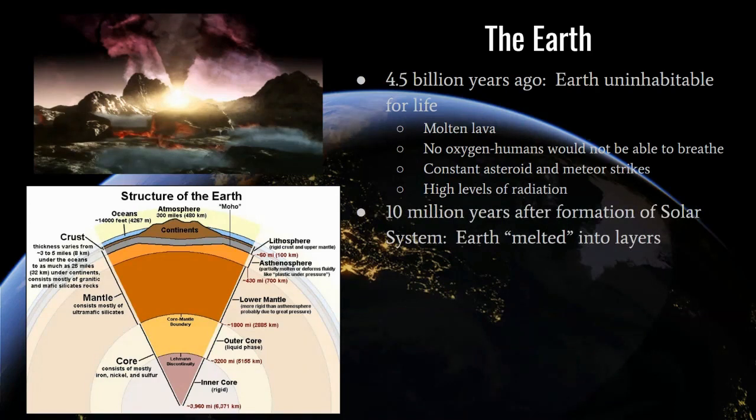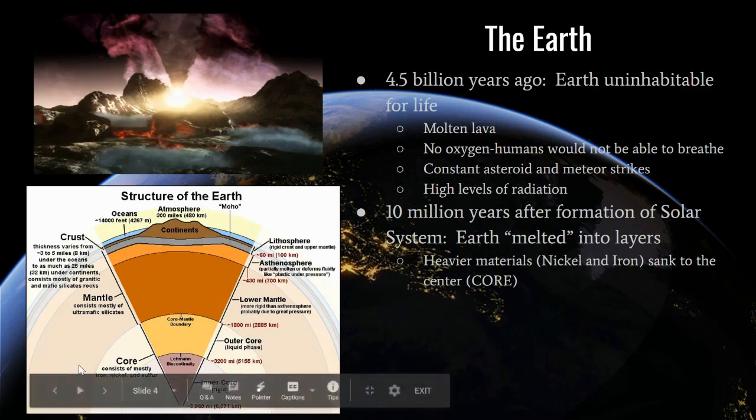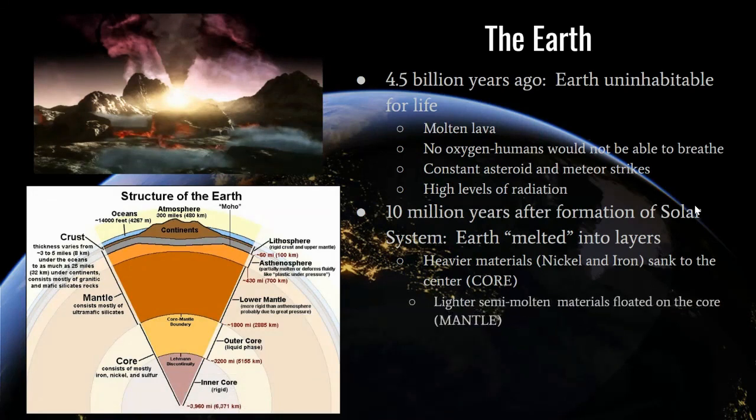Now, about 10 million years after the formation of the solar system, we really start to see the formation of the Earth in terms of the layers that currently make it up. And the Earth begins to kind of melt into these layers. The heaviest materials, like nickel and iron, sink to the center of the Earth, and we call that the core. So the core is the heaviest part of the Earth because it has the heaviest elements in it.